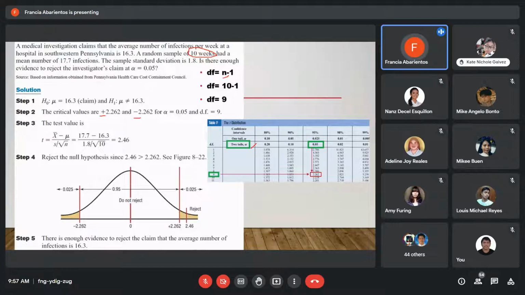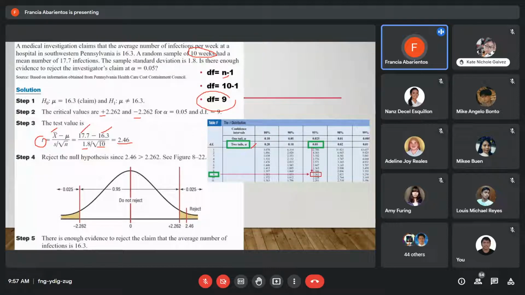So, n minus 1, that is 9. That is now the degree of freedom, which is equal to 9. The test value is now, we have the t-test. So yung sample mean natin, 17.7, and yung tinitest natin is 16.3, divided by the sample standard deviation. In the z-test, that is the population standard deviation, while here in the t-test, that is the sample standard deviation. So that is now divided by the total number of samples. So we have 2.46. Okay.